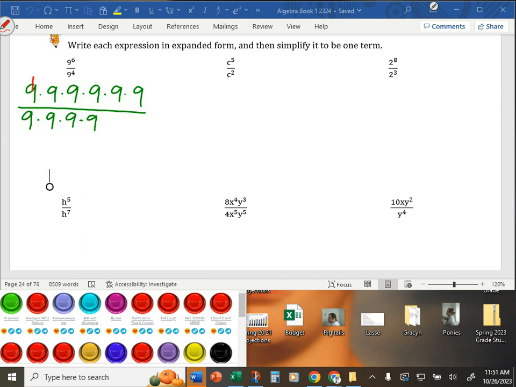9 over 9, these 2 9s cancel out, cancel out, cancel out, cancel out. What's my simplified term? Landon, 9 squared. 9 squared. Is that 9 squared in the numerator or the denominator? The numerator. 9 squared. If I want to put over 1, I can, or I don't need it. Okay? That's what's left. If everything cancels out, what's left is a 1, not a 0, right? A 1.